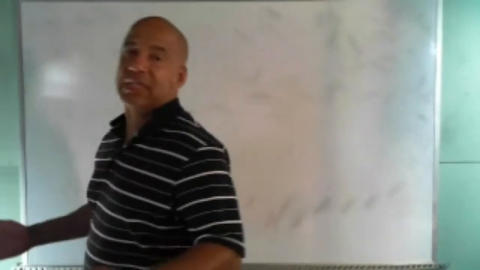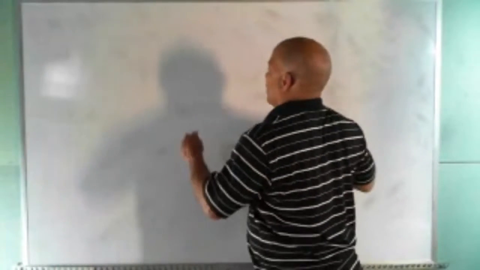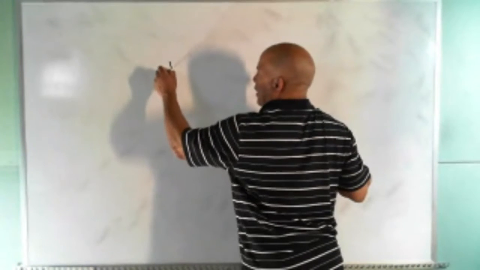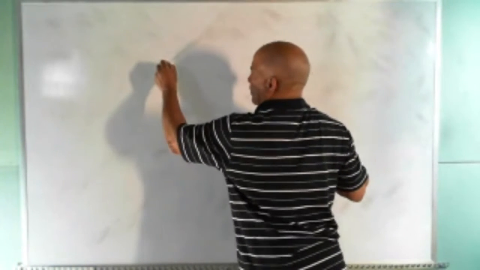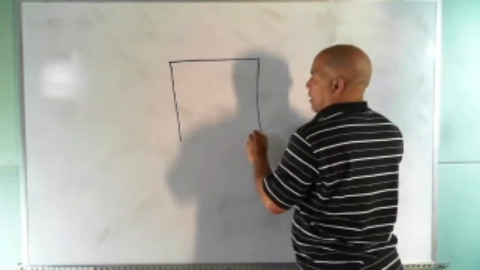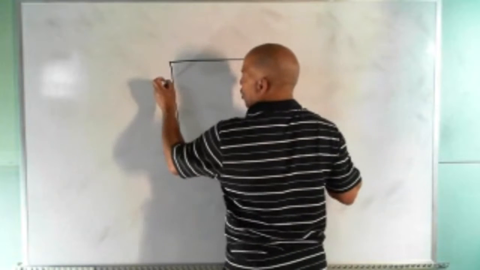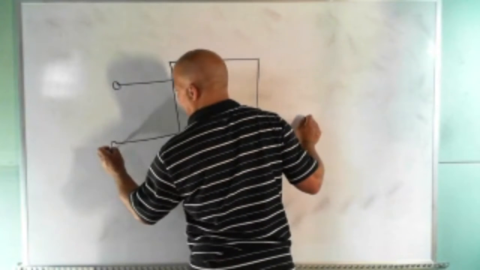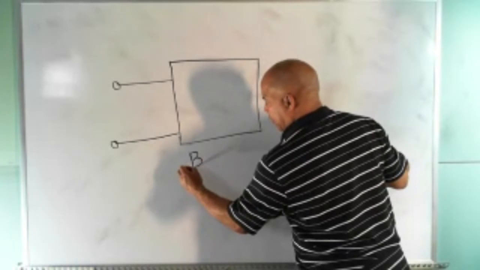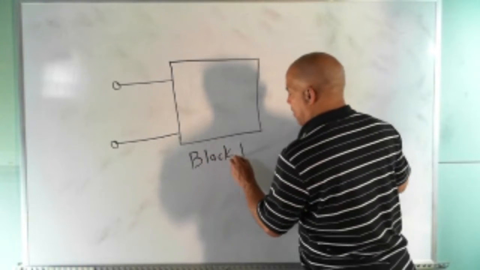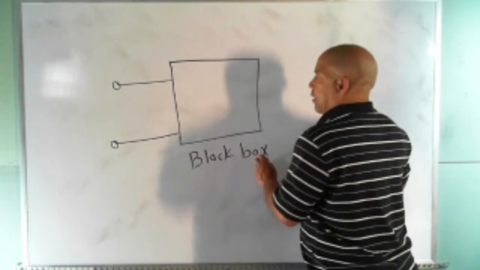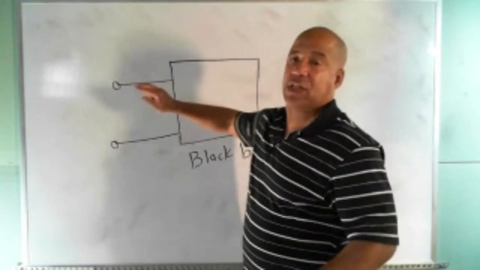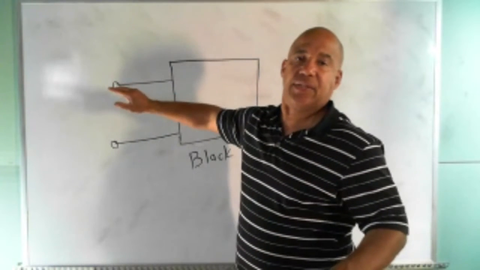So what is a black box? Well, a black box is this. You don't know what's inside of it. You can't see what's inside of it. All you see is it's a box, and it has these terminals. That's a black box. And they're going to tell you information about the outside of the box. They want you to figure out what's in the box.